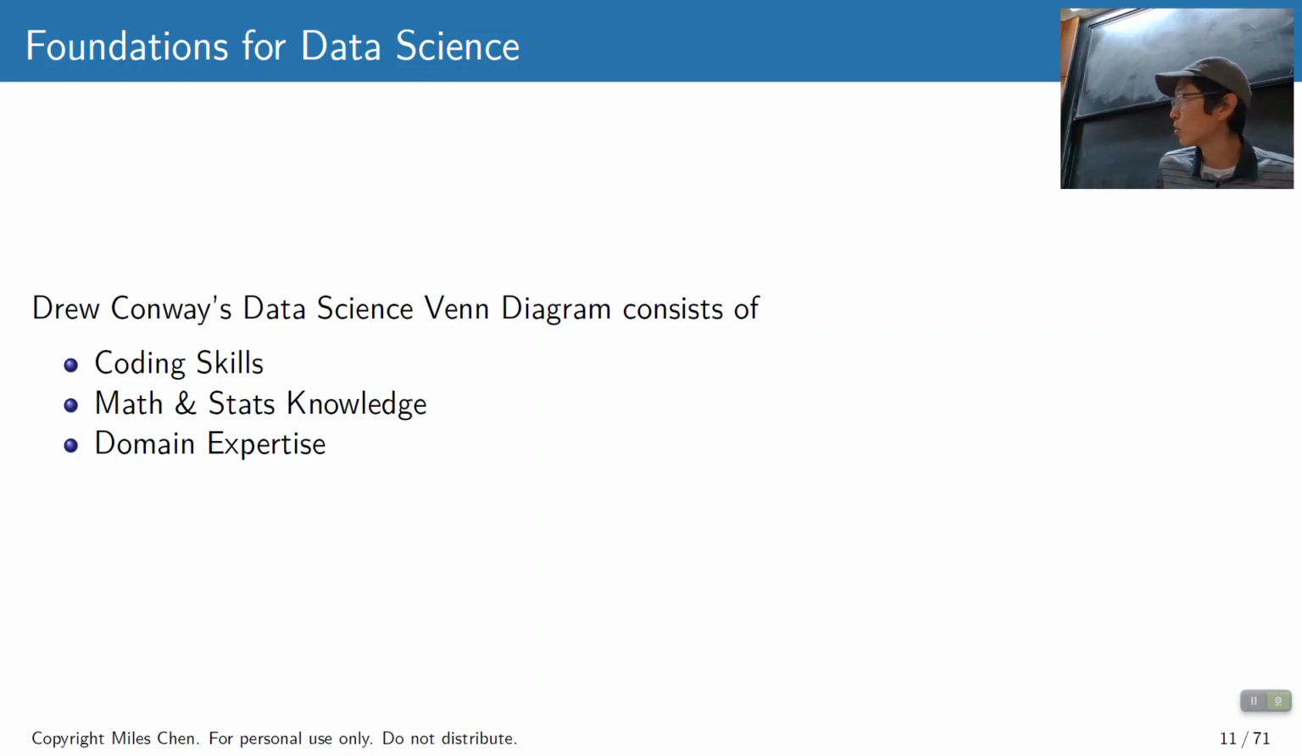Drew Conway offered a Venn diagram. It says data science is coding skills, math and stats knowledge, and then domain expertise. Domain expertise basically means you can't just blindly apply coding, math and stats knowledge if you don't know the subject you're studying. If you're doing data on sports, like baseball, and you've never watched a game or know nothing about baseball, you will be significantly hindered in your analysis of this data.